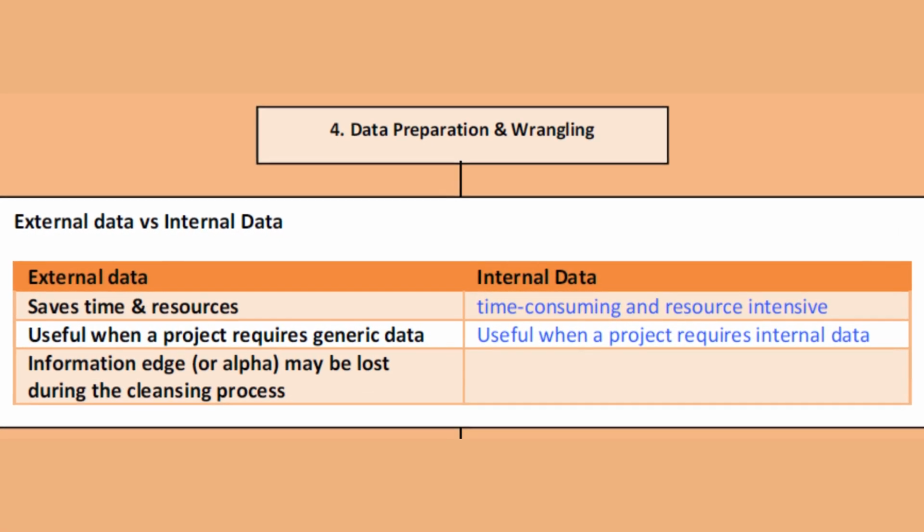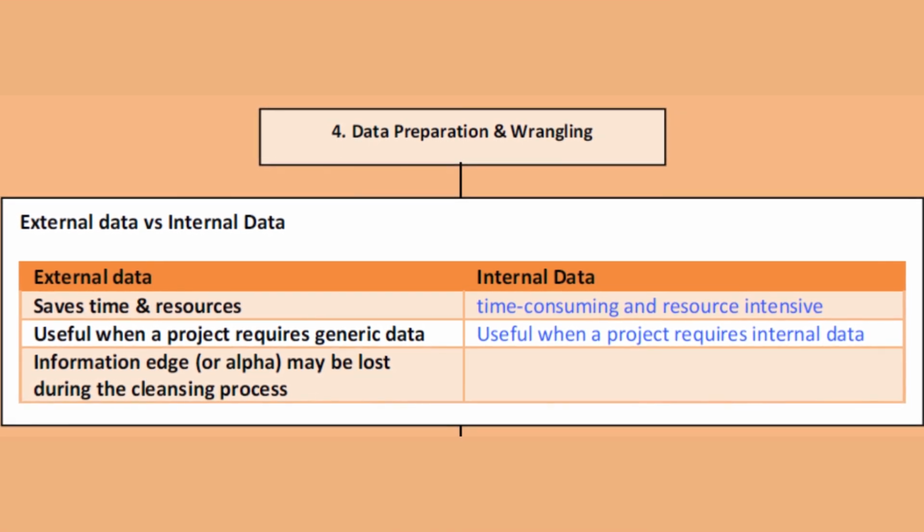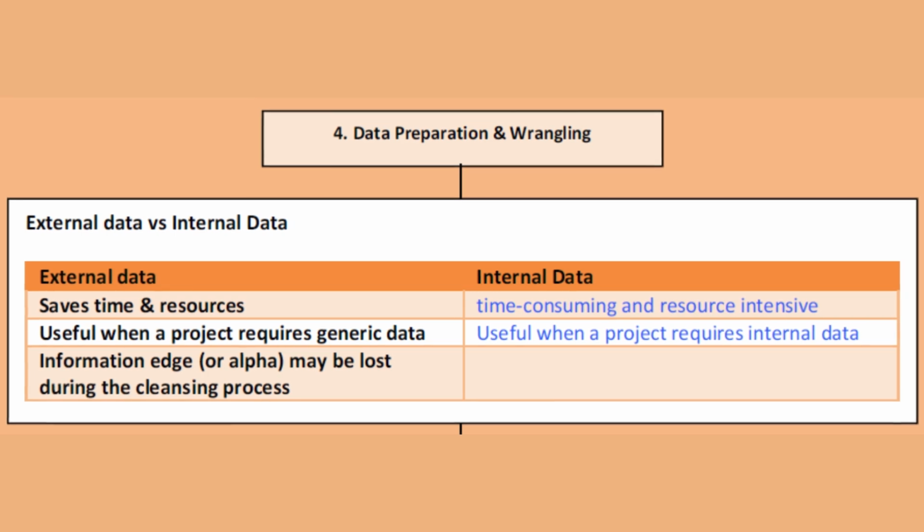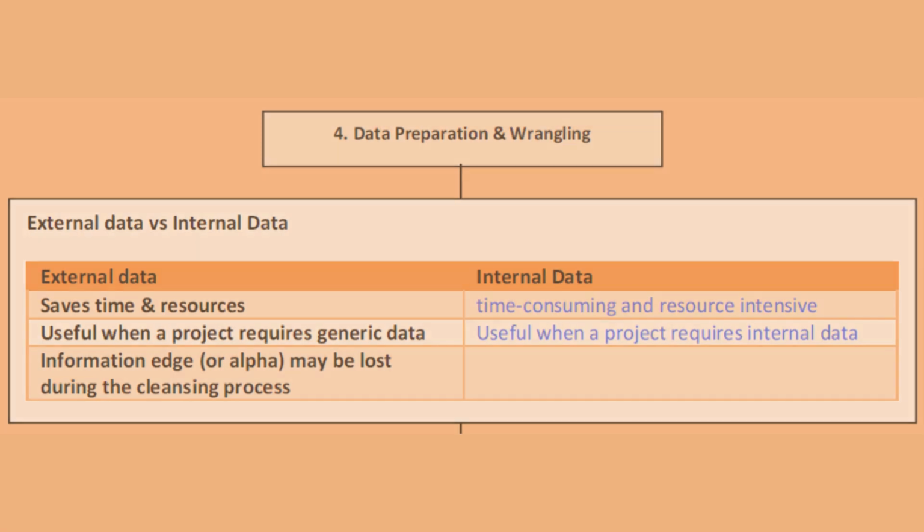External data versus internal data. External data saves time and resources. It is useful when a project requires generic data. Information edge, or alpha, may be lost during the cleansing process. Internal data is time-consuming and resource-intensive. It is useful when a project requires internal data.